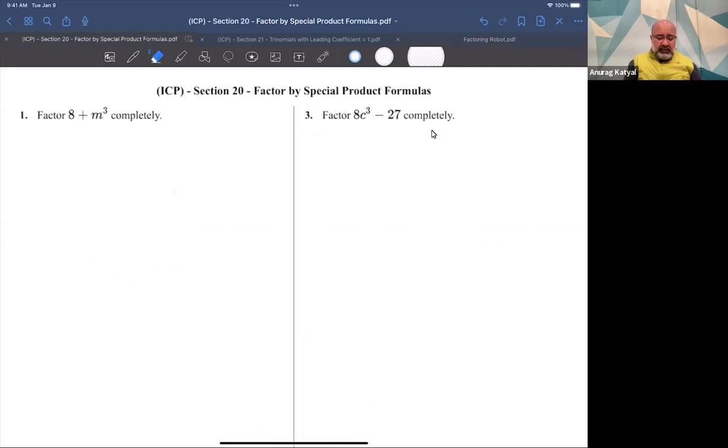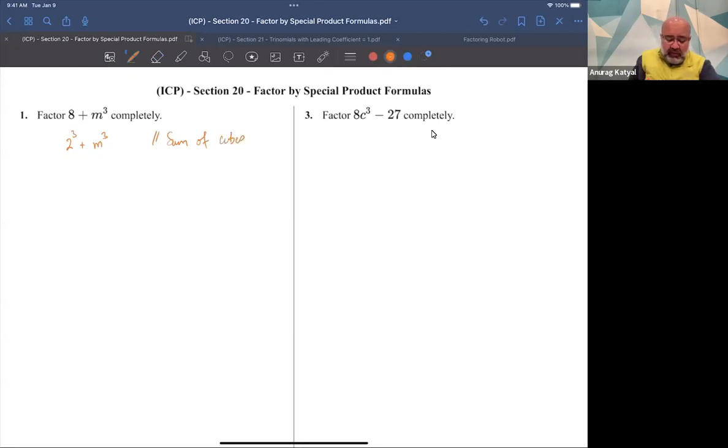And in this particular case, we have a sum of cubes. Well, m is cubed, but what is 8 the cube of? 8 is the cube of 2. So we know that this can be rewritten as 2 cubed plus m cubed. And now this is, in fact, a sum of cubes. We have 2 things being added, and the 2 things being added are cubes.